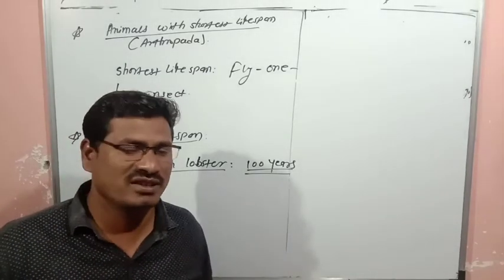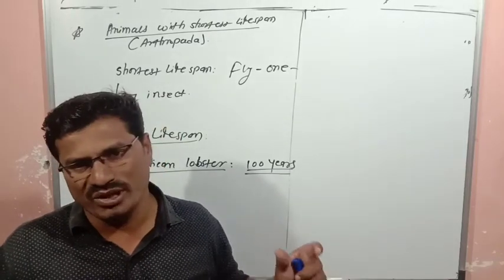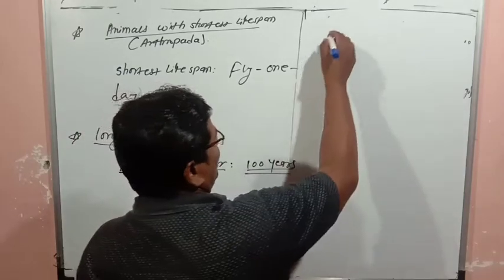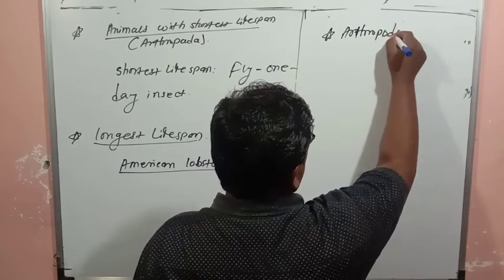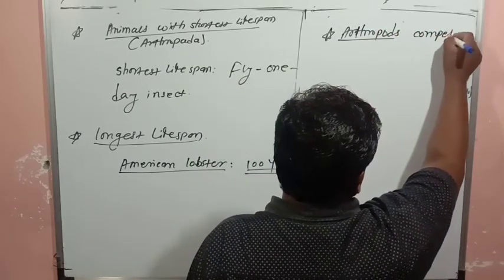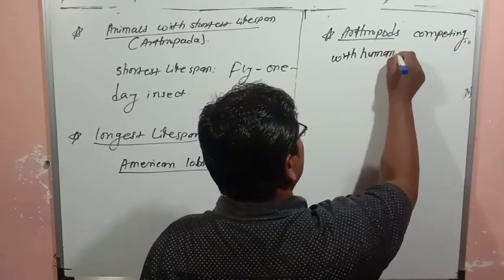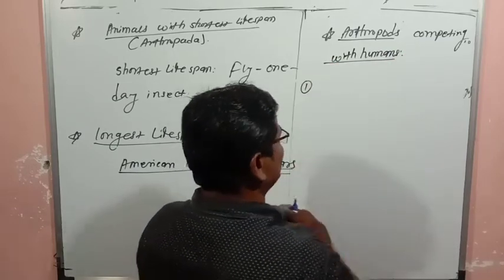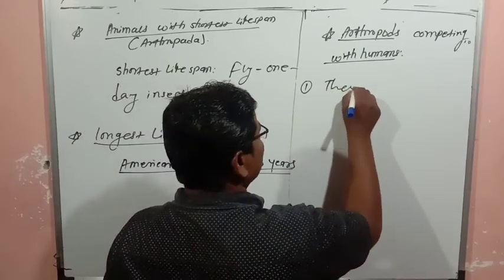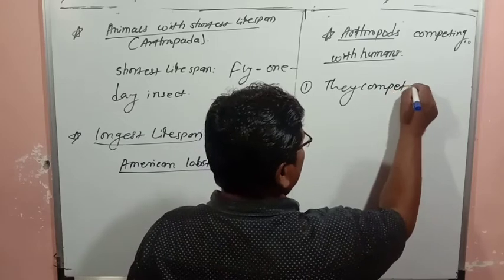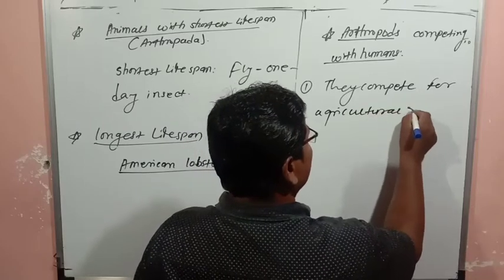So next thing, we are going to study how these arthropods are competing with human beings. Next point: arthropods competing with humans. First thing is how they are competing with humans. First thing is that they compete for agricultural resources.